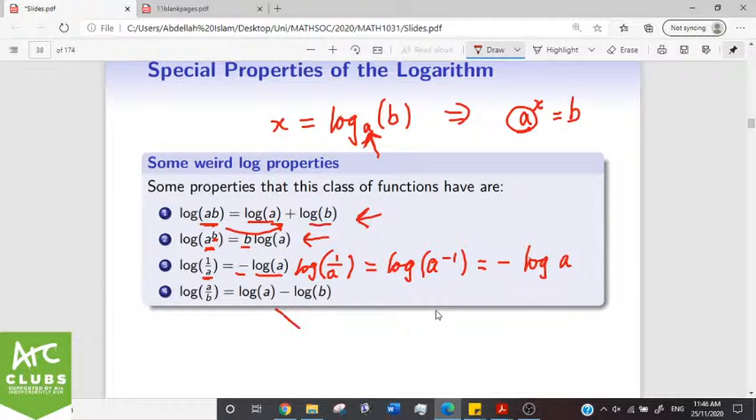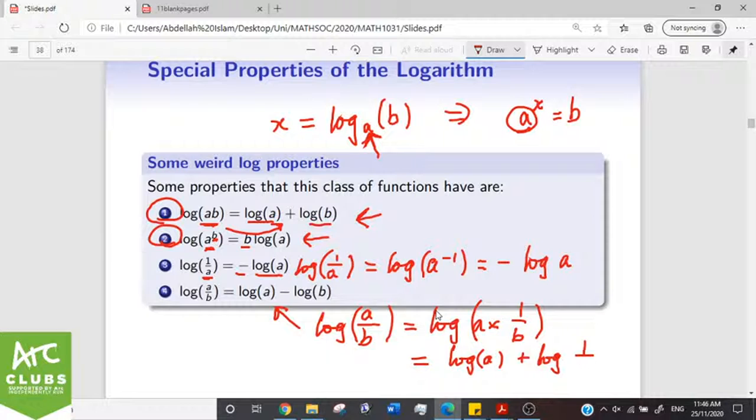Yeah. And this final part actually comes from a combination of 1 and 2. So log of a on b. Well, this is a multiple, so this is log of a times 1 on b. So you can use rule 1. So this is log of a plus log of 1 on b. And log of 1 on b we now know is minus log of b. So that's where that comes from.